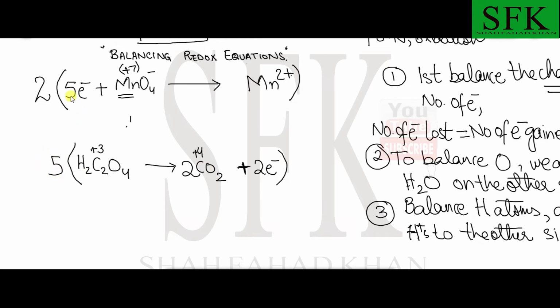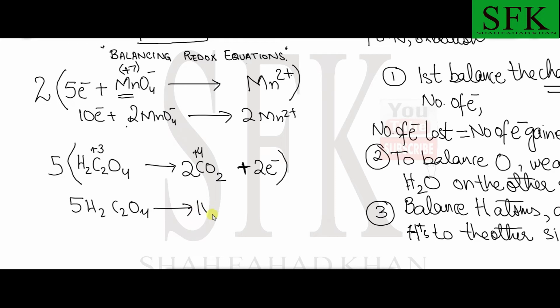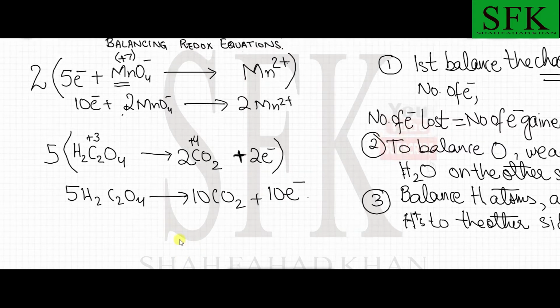5. So this makes this equation 10 electrons plus 2 manganate, forming 2 manganese, and over here it forms 5H2C2O4, forming 10 carbon dioxide and 10 electrons. Okay, so the number of electrons lost and gained are balanced.